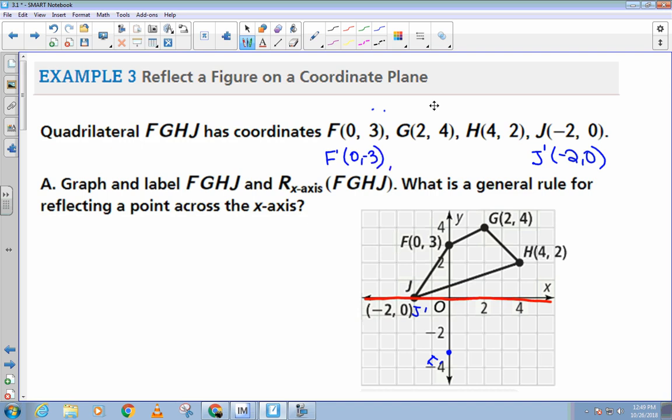Okay, let's look at G. G is 1, 2, 3, 4 units above the line, so when I reflect it, it has to go 1, 2, 3, 4 below the line. So that is (2, -4). Do you notice what's happening? The y is changing signs, isn't it? Okay, let's see if that happens when we do H. H is 2 units above, so when you reflect it, it's going to be 2 units below, which would be (4, -2).